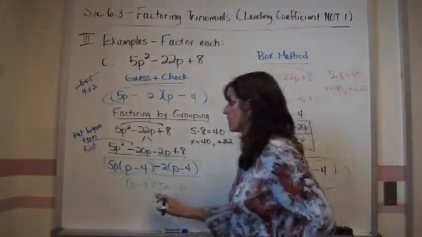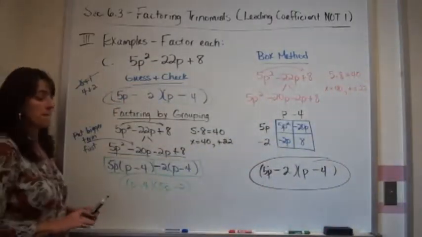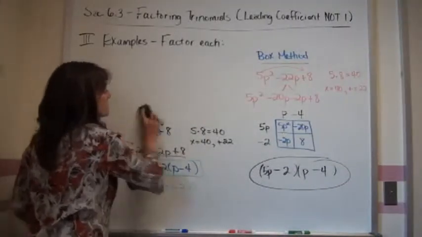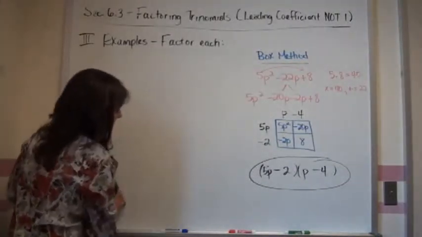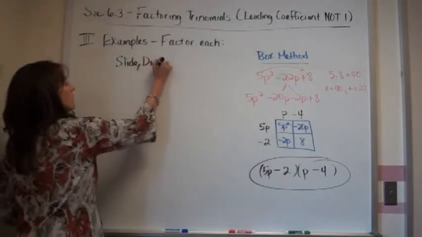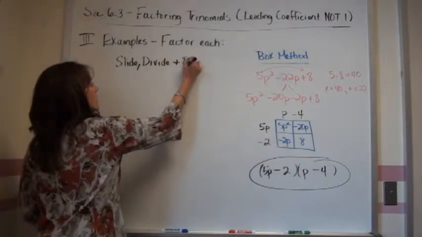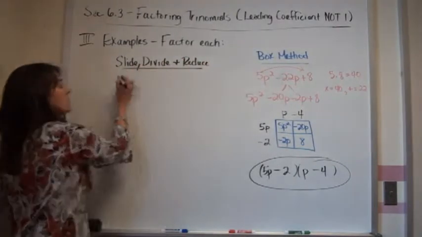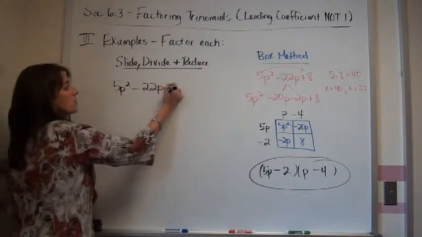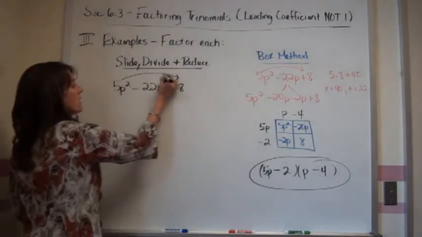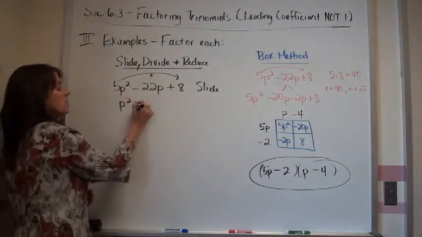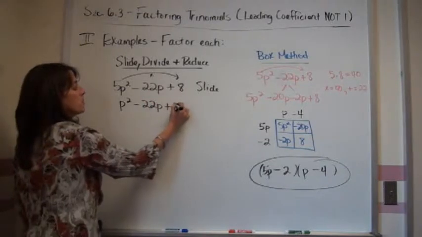And again, it's the same thing that you see in each of the other two methods. So now let's wrap it up with my slide, divide, and reduce. And the name tells you what to do. So we start off here with our trinomial of 5p² minus 22p plus an 8. I'm going to slide it out by multiplication. There's the slide. That creates a p² minus a 22p plus a 40.